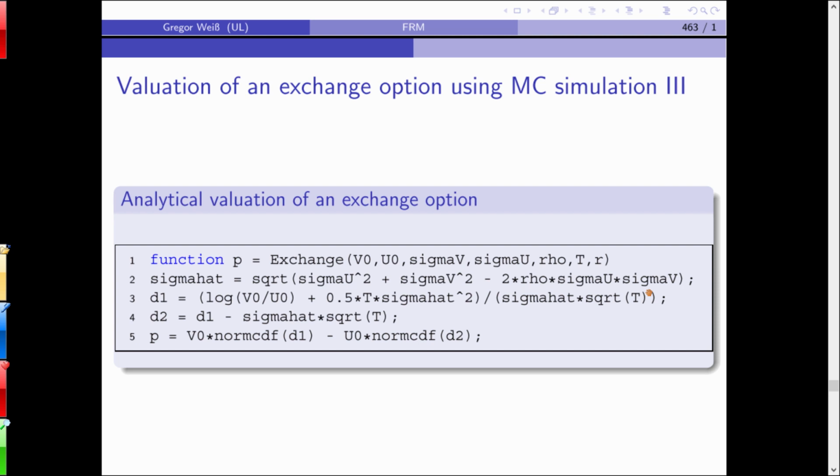As you can imagine, it's quite simple. P is V0 times normcdf(D1) minus U0 times normcdf(D2). D1 and D2 are defined in lines 3 and 4. Sigma hat needs to be computed before that. So you take the square root of sigma1 squared plus sigma2 squared minus 2 times rho times sigma1 times sigma2. This is very simple.